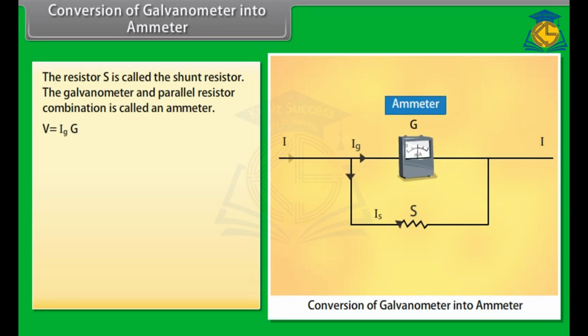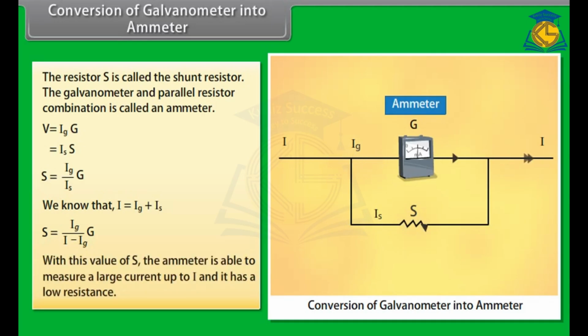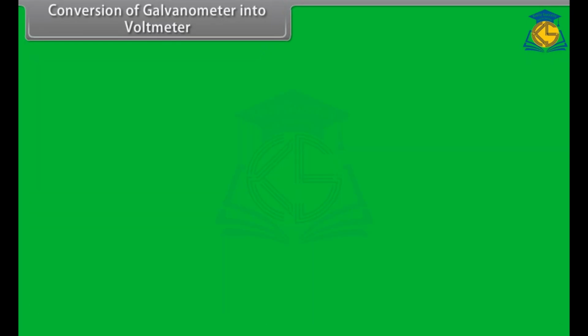V is equal to the product of IG and G, or V is equal to the product of IS and S. On equating both above equations, we get the value of S is equal to IG upon IS into G. We know that I is equal to IG plus IS. Hence, the value of S is equal to IG upon I minus IG into G. With this value of S, the ammeter is able to measure a large current up to I, and it has a low resistance.